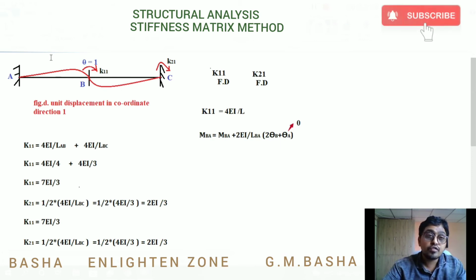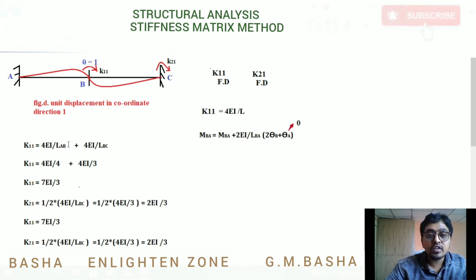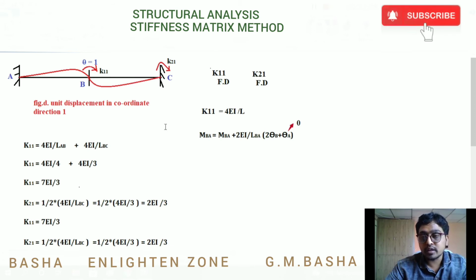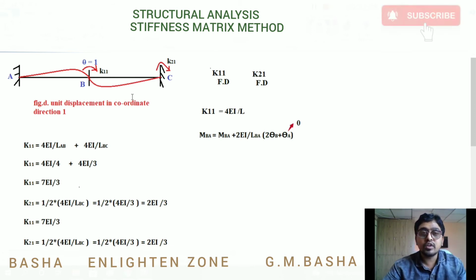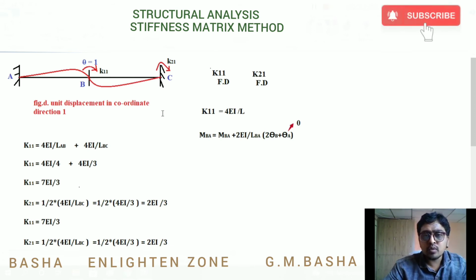For example, for AB, we are carrying half of the moment, half of the 4EI by L_AB, whatever is obtained in this particular span. So we are carrying only half of the moment, not the entire moment. Please remember these two differences while solving this problem.